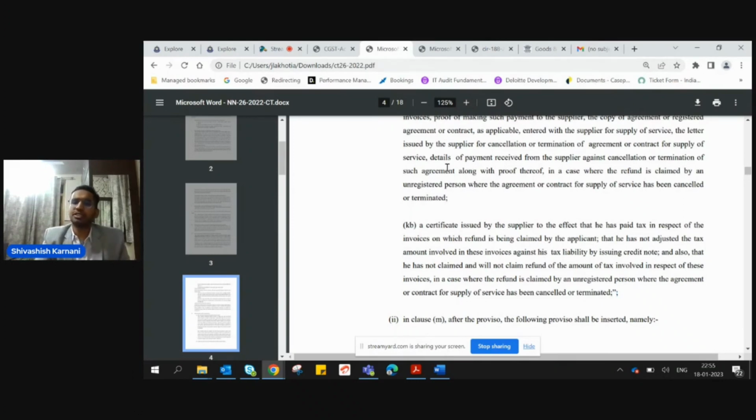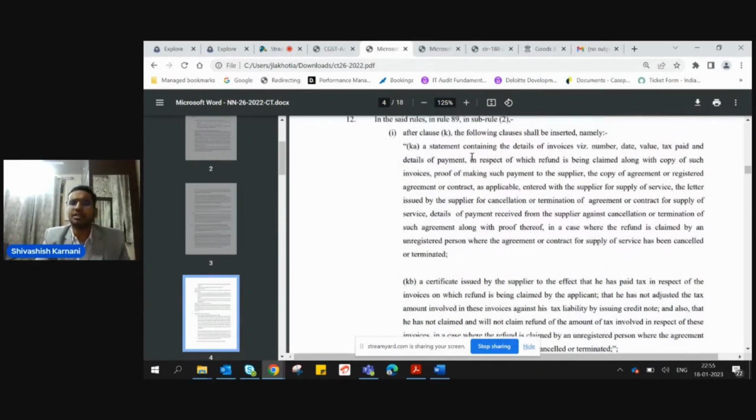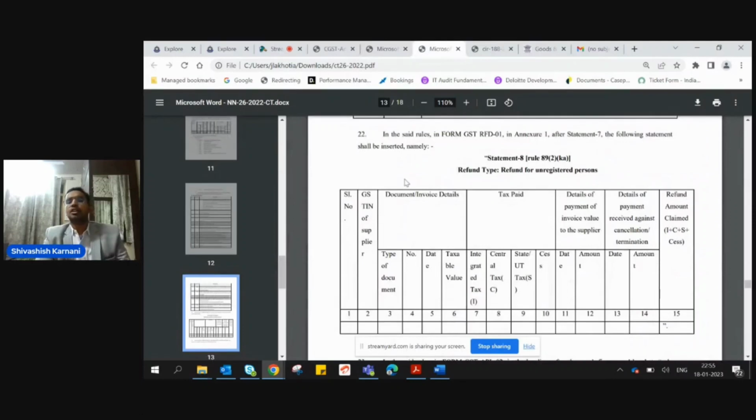Now I was on the statement. What does this statement say? The statement is in a tabular format. The unregistered person, apart from that certificate which we have recently discussed, has to furnish a statement. The statement number is 8 and it deals with various details like serial number and GSTIN of the supplier, that is builder, insurance company, as the case may be.